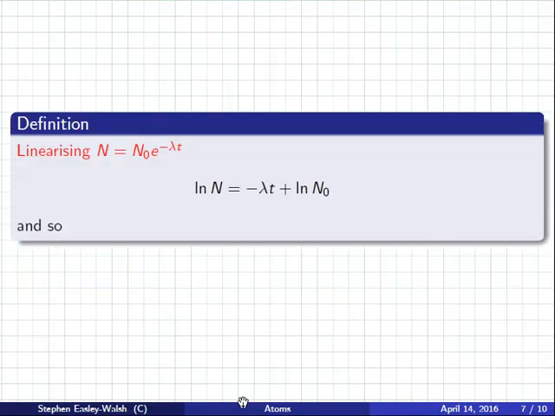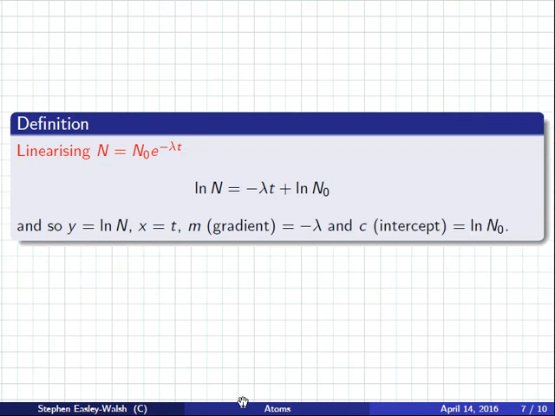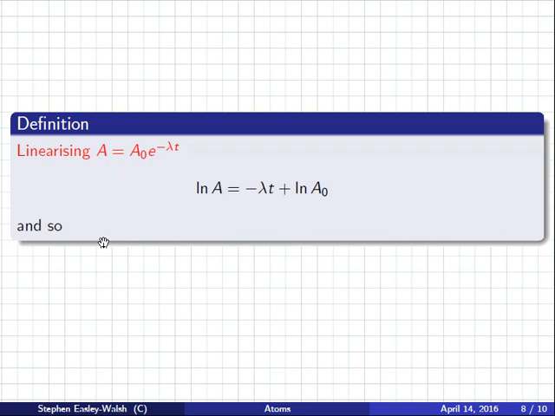All right, continuing. So we have our results here. M is minus lambda and C is log n 0. I think you all wrote this down. This is very common in the physics exam. So you can do the exact same thing with the A, and you get the same result. That you get the y is log a, the x is t, the m is minus lambda, and the c is log a 0. Exactly the same idea.